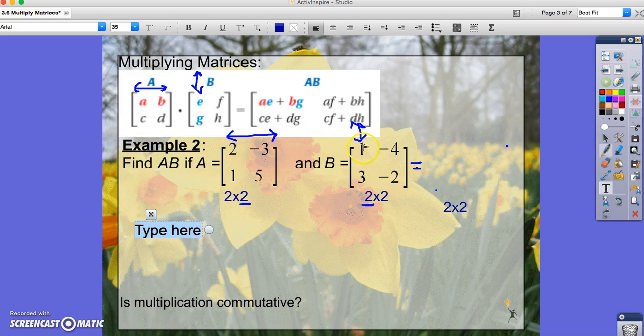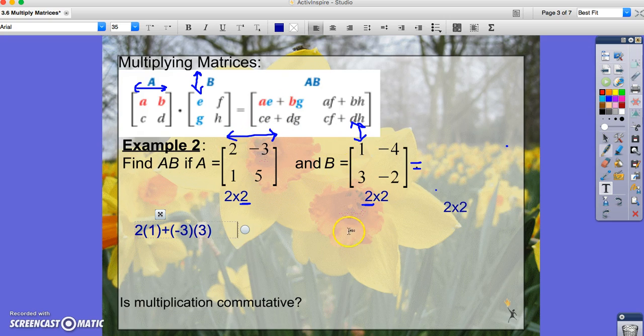So 2 times 1 plus, go over in my row. So I did this and this. If I go this, I do this. They match up. You're not distributing them. You're looking at how they match up. 2 times 1 plus -3 times 3. That'll be my first number.